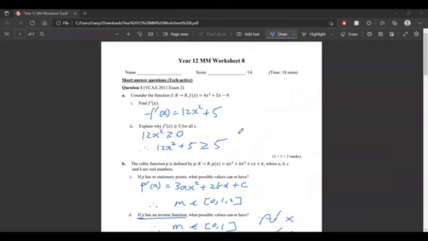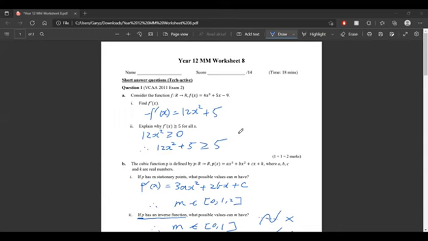Let's start. For the first question, this is relatively straightforward. We just find the derivative, right? We move the power to the front and then reduce the power by 1, so we get 12x squared plus 5. And next question, explain why f dash of x is greater than 5 for all x.